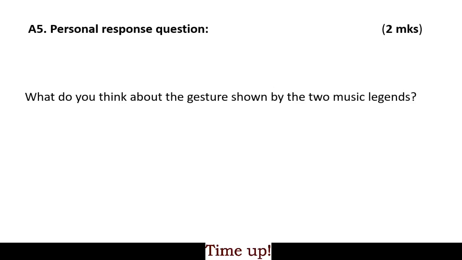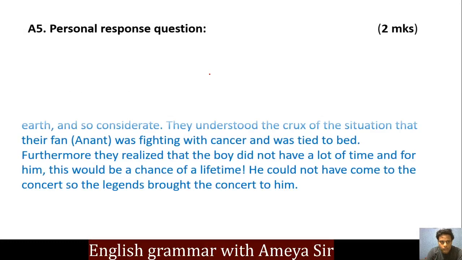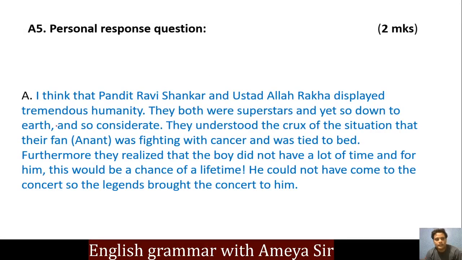Okay, the time is up and I'm sure that you tried to come up with something special. Here is my answer. I think that Pandit Ravi Shankar and Ustad Alarkha displayed tremendous humanity. They both were superstars, yet so down to earth and so considerate. They understood the crux of the situation. Guys, the crux of the situation is an important part, okay? The importance of the situation, the vitality of the situation. Look it up in the dictionary.